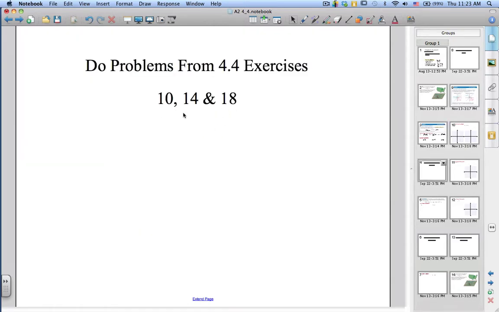So practice this for a little bit. Do problems 10, 14, and 18, and then come back to continue the lecture.